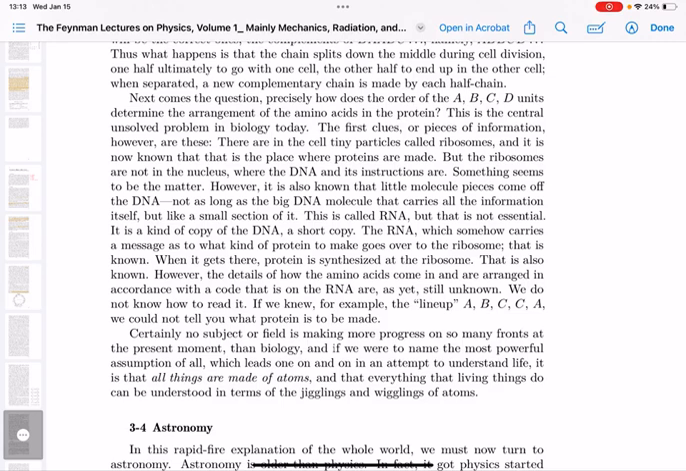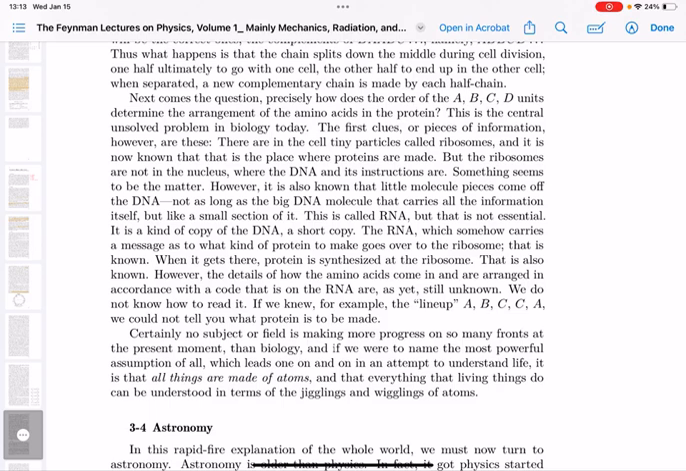However, it is also known that little molecule pieces come off the DNA, not as long as the big DNA molecule that carries all the information itself, but like a small section of it. This is called RNA. But that is not essential. It is a kind of copy of the DNA, a short copy.